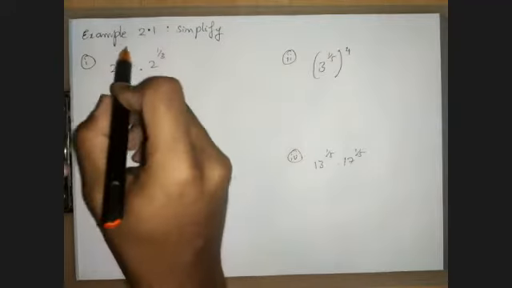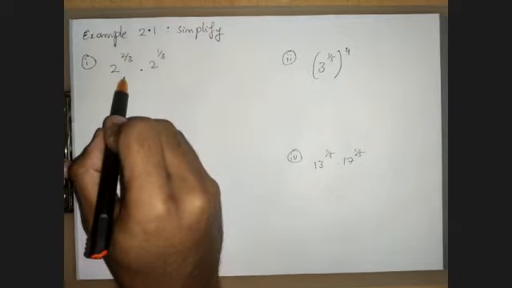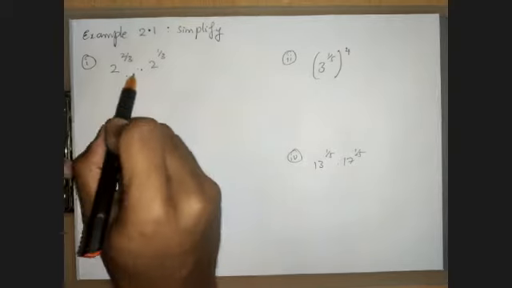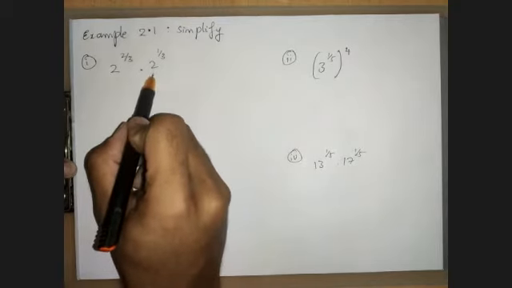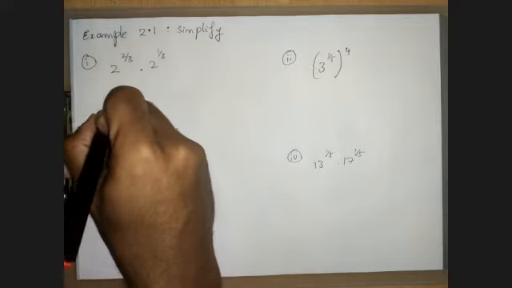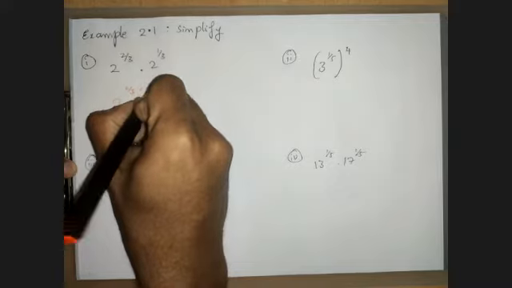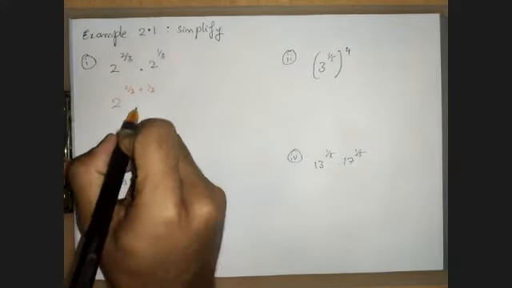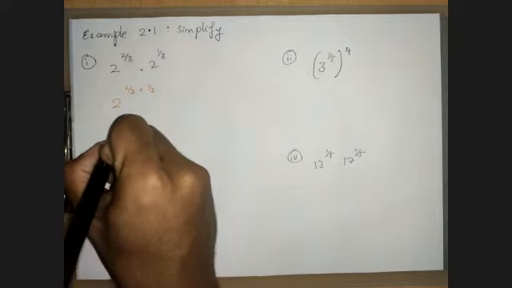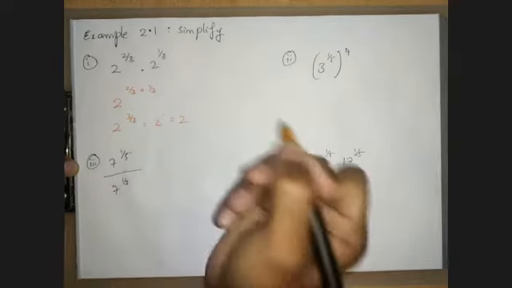So let us look at example 2.1. We need to simplify 2 power 2 by 3 into 2 power 1 by 3. When there is a same base, in a multiplication of exponents, we can add the exponents. So we get 2 power 2 by 3 plus 1 by 3, which is 2 power 3 by 3, that would be equal to 2 power 1, which is 2.